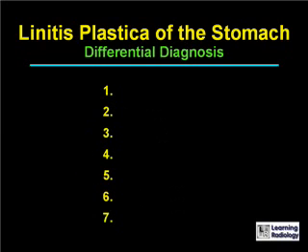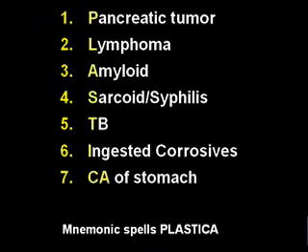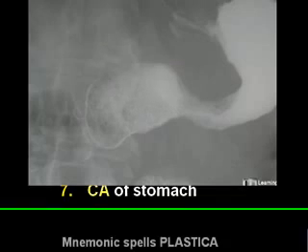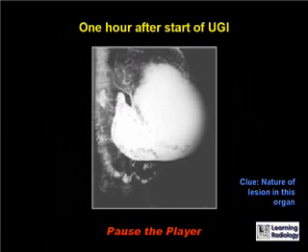The main causes for linitis plastica of the stomach are pancreatic tumor, lymphoma, amyloid, sarcoid or syphilis, tuberculosis, ingestive corrosives, and carcinoma of the stomach. Is the next differential diagnosis.